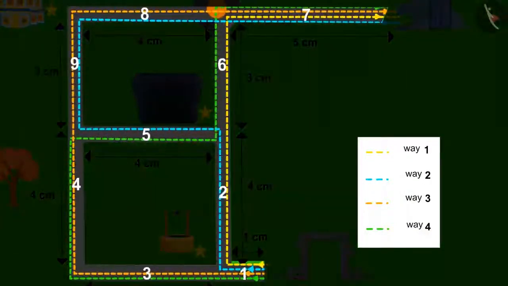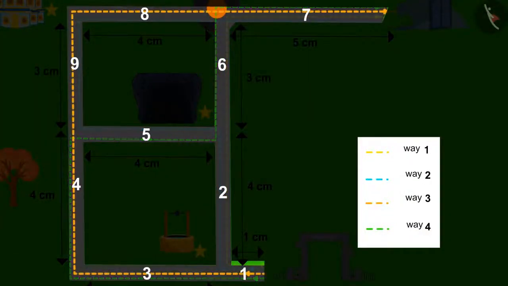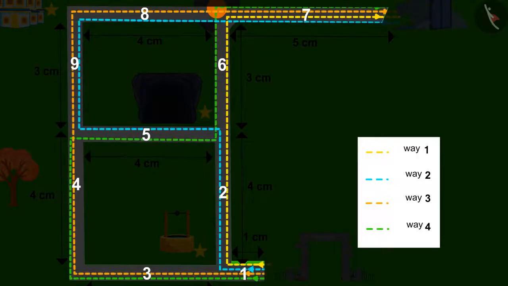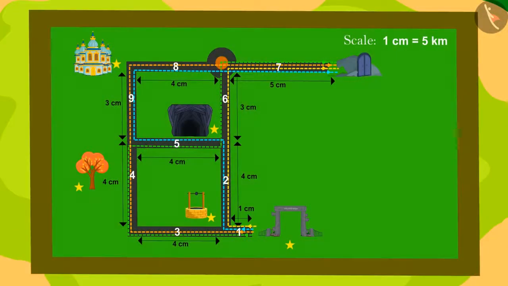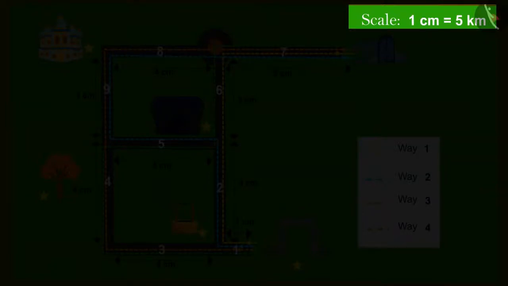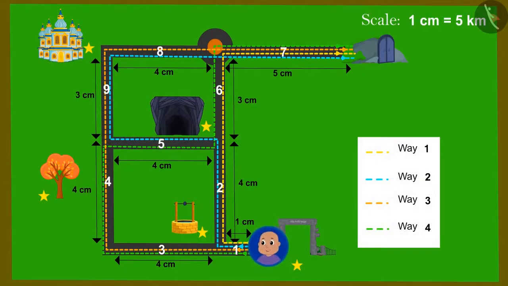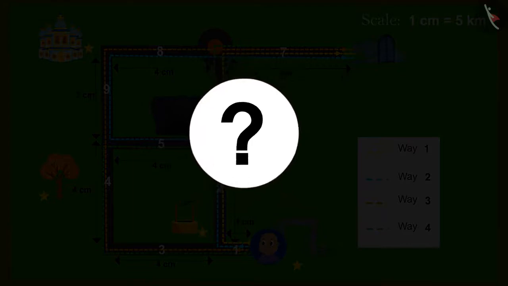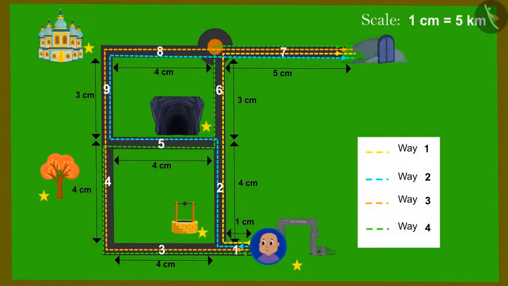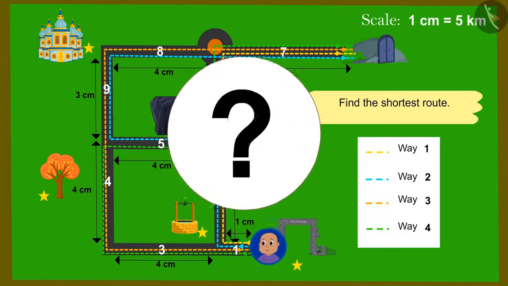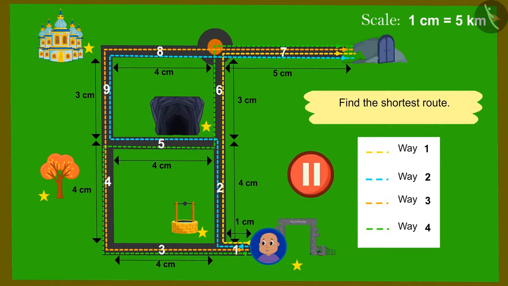Absolutely right. Bablu can use any of these routes to get out of the Ulta Pulta village. Here, the length of paths of Ulta Pulta village is written in centimeters. If Bablu is standing near the gate going in, so can you find the shortest way to get out of it using the scale written on the map? How long is this road? You can find the answer to this question by pausing the video.